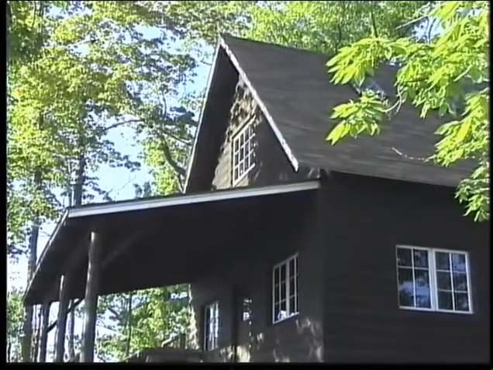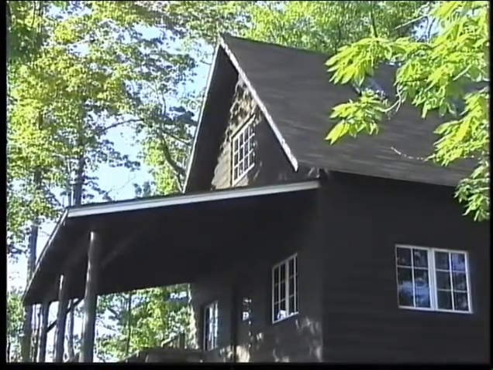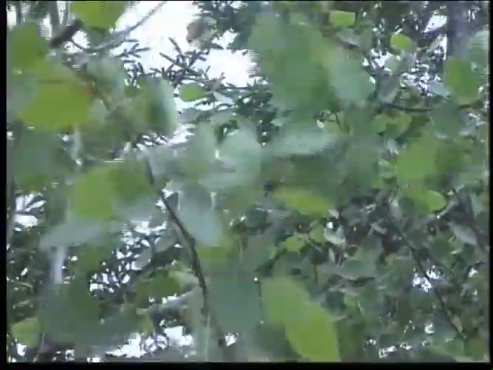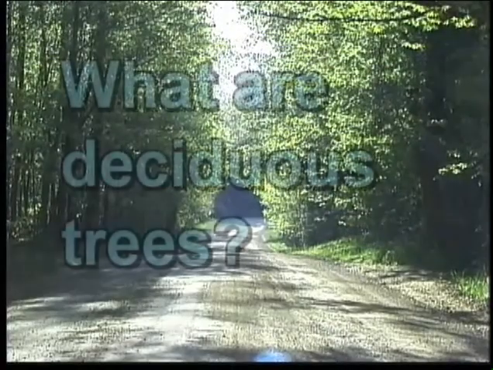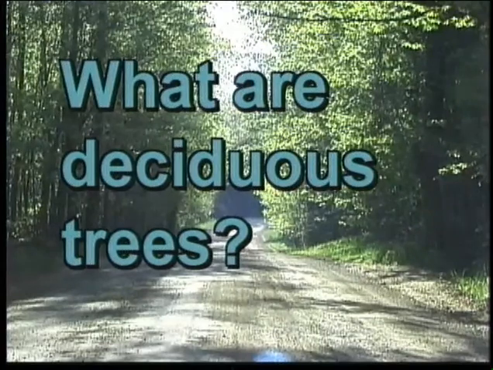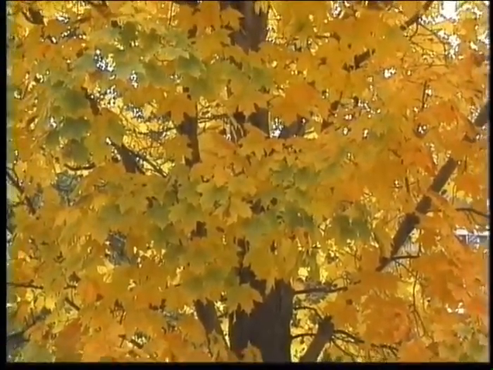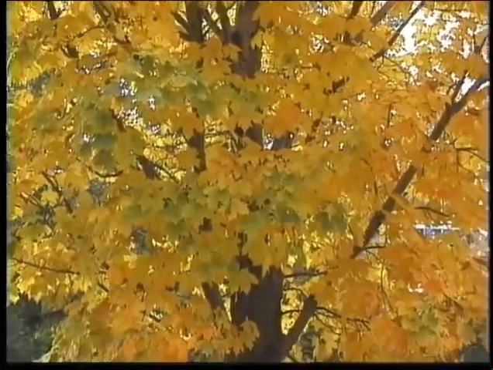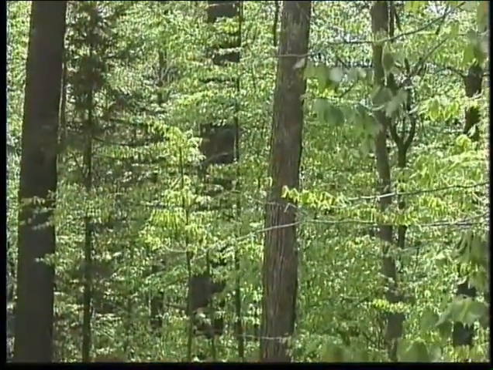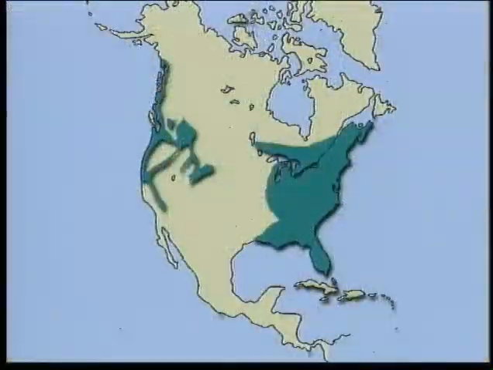Many of you probably live on or near the temperate deciduous forest biome. Deciduous trees dominate this biome. You decide. What are deciduous trees? Deciduous trees are broad-leaf trees that drop their leaves in late fall and grow new leaves in the spring. Temperate deciduous forests cover most of eastern North America below 50 degrees north latitude.